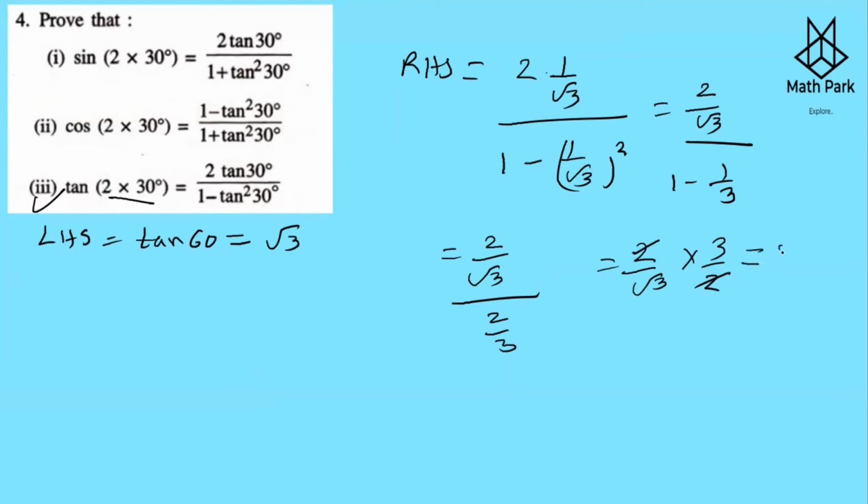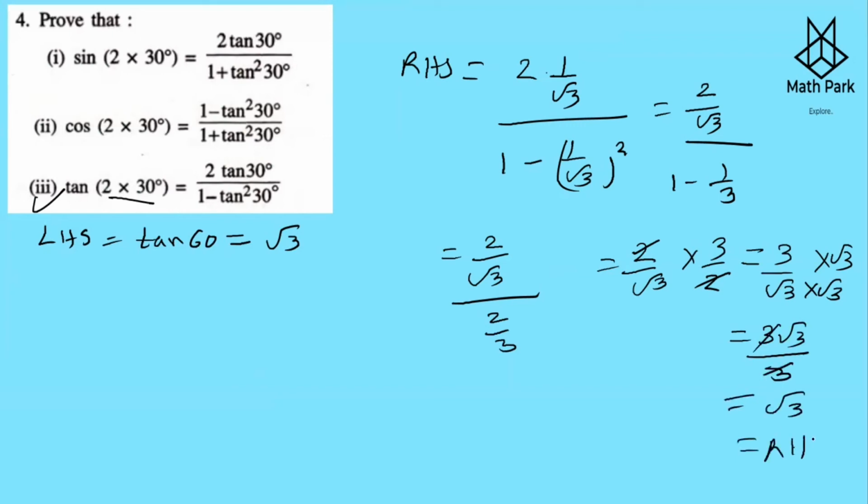Now 3 upon root 3, we will rationalize this, multiplying by root 3 and dividing by root 3. So we get 3 root 3 upon 3. Root 3 into root 3 is 3. So which is equal to root 3. And this is our RHS. So thus we get LHS is equal to RHS.